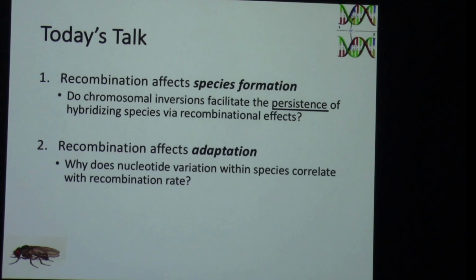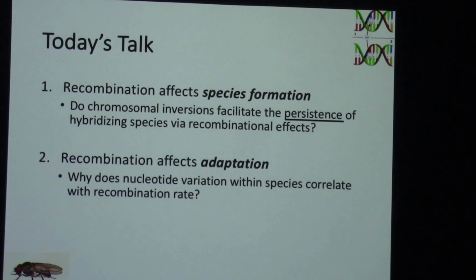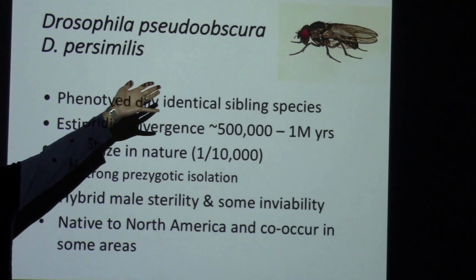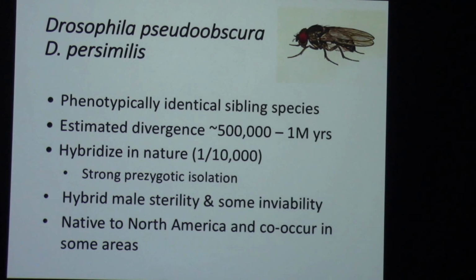So as this is an MBZ talk, I want to make sure to introduce my species well. These are them, Drosophila pseudoobscura and persimilis. They look exactly the same, so I don't know which one that is. One of those. They're estimated to diverge about 500,000 to 1 million years ago. It's hard to tell for sure because they do actually hybridize in nature, and there's some molecular evidence for gene flow.